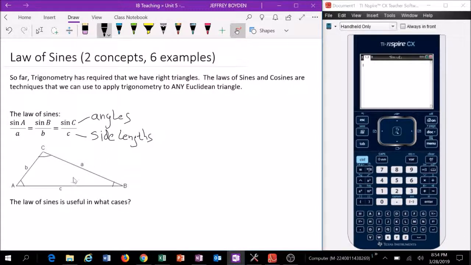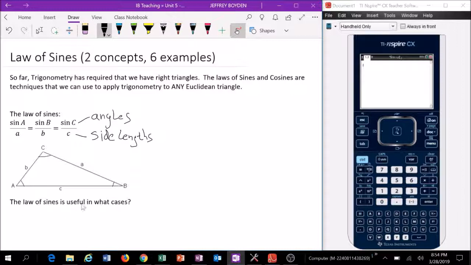Okay, and then let's compare that to the diagram. Now, if you don't already know, when we label up a triangle, we have to label an angle and its opposite side with the same letters. So big A is the angle, little a is the opposite side, big B is an angle, little b is its opposite side, big C is an angle, little c is its opposite side.